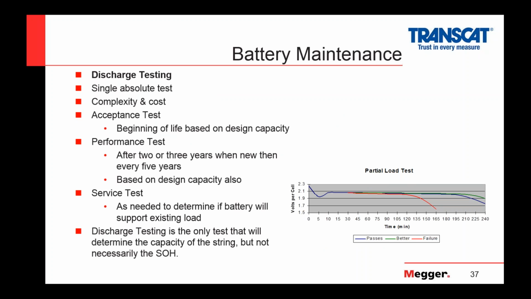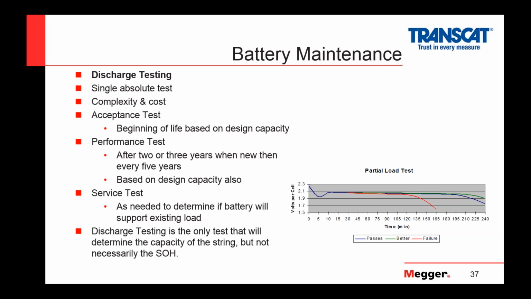Discharge testing. All right. When we do a discharge test, this is the only one that's going to actually tell you the capacity you have left in the battery. There are several types of discharge testing: acceptance testing, performance testing, service testing, and again, it's going to tell you how much capacity you have. Now, this test does take time. You need to go through first and make sure that your straps are good, they're all torqued properly.